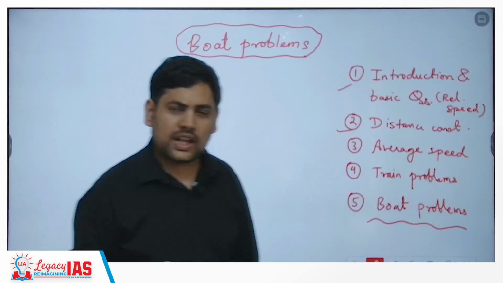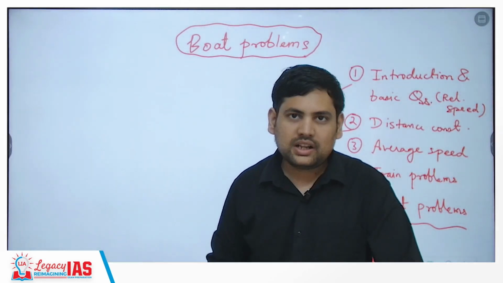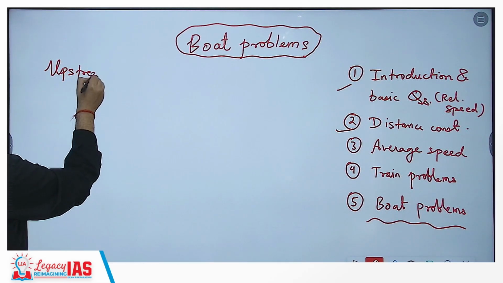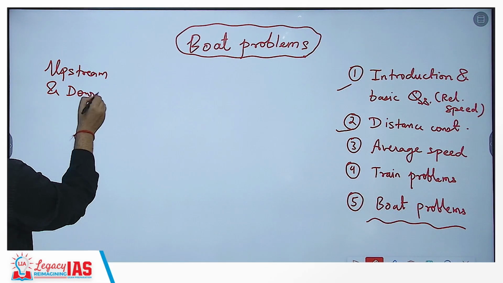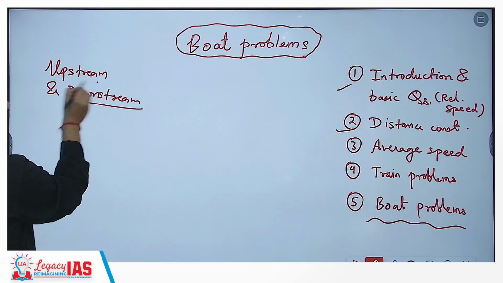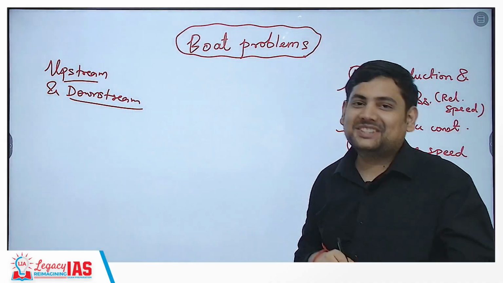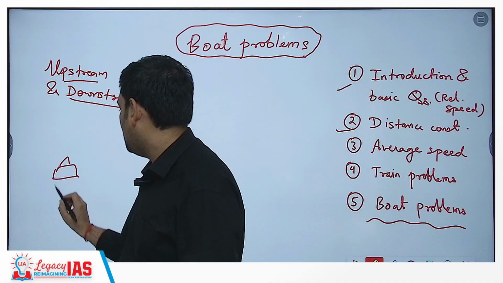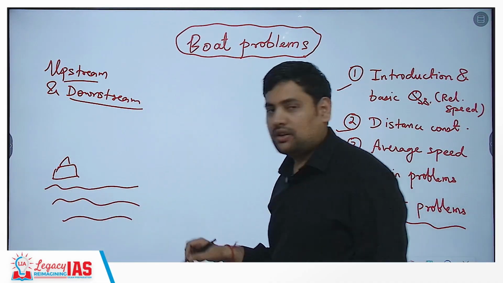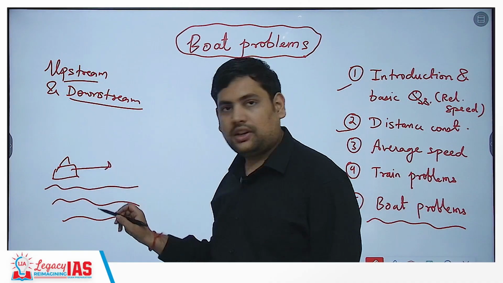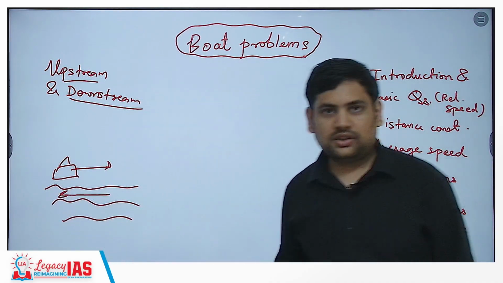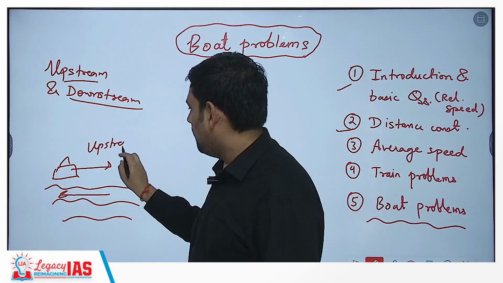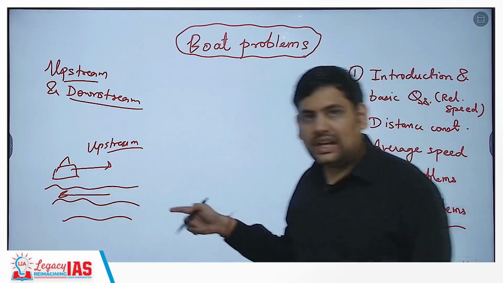Now, there are a few terms that you need to understand. First is upstream and downstream. What is upstream? What is downstream? Upstream is when, let's say, this is a boat and this is a river. When the boat is moving in this direction and the river is moving in this direction, going in opposite directions, that you call upstream. That is, the boat is going against the stream.